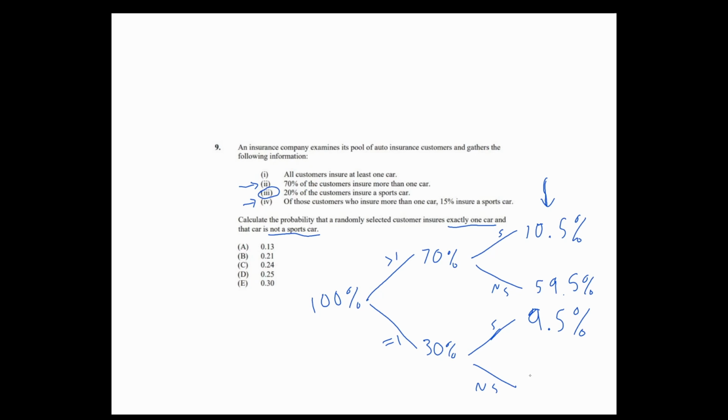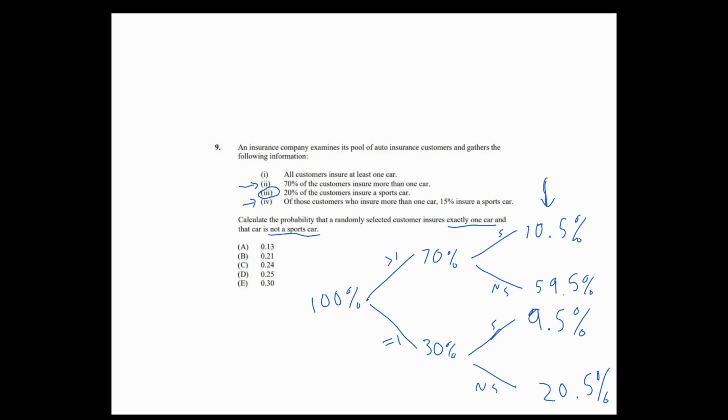The only other thing we have to do is calculate this last branch on the bottom: those customers who insure exactly one car, but not a sports car. This is the same calculation as we did with the 70% minus 10.5% to get to the 59.5%. For customers who insure exactly one car and it's not a sports car, it's going to be 30% minus 9.5%, which is 20.5%.